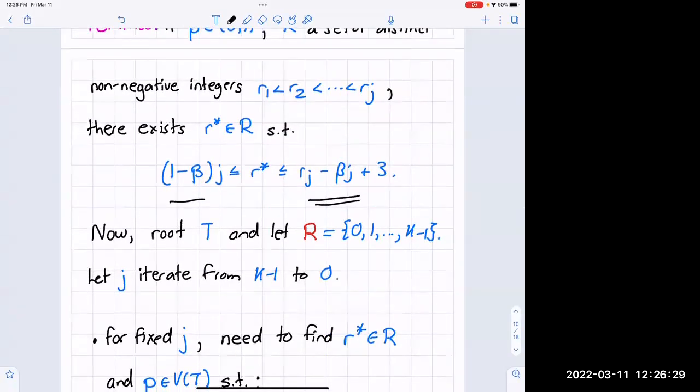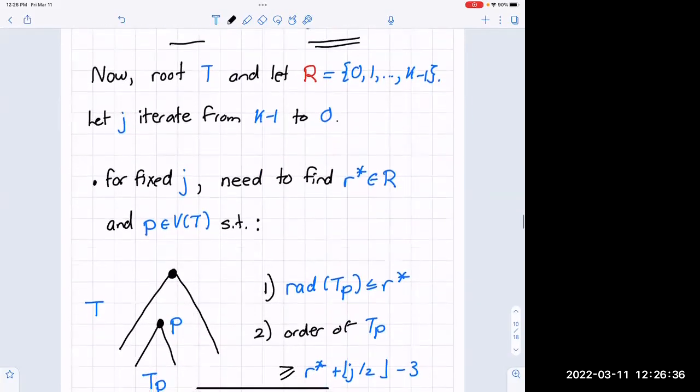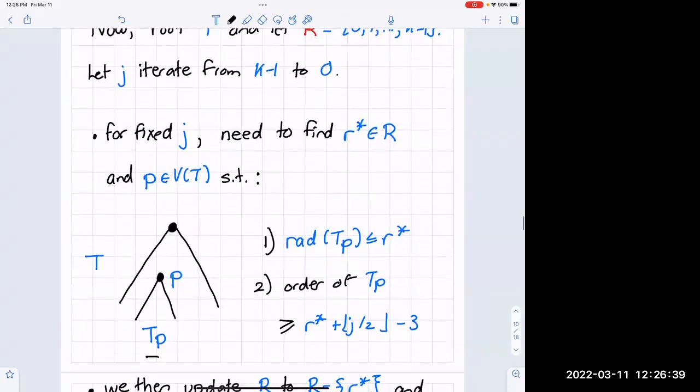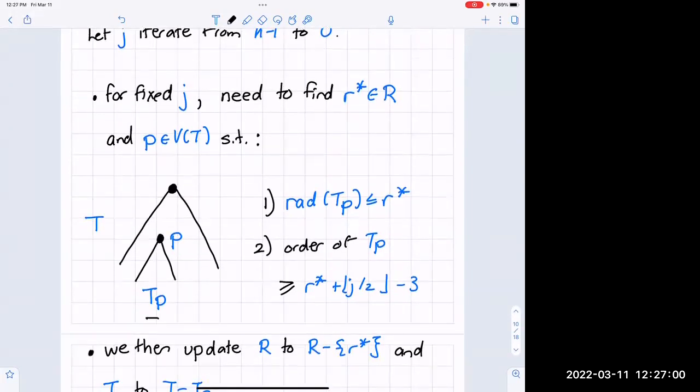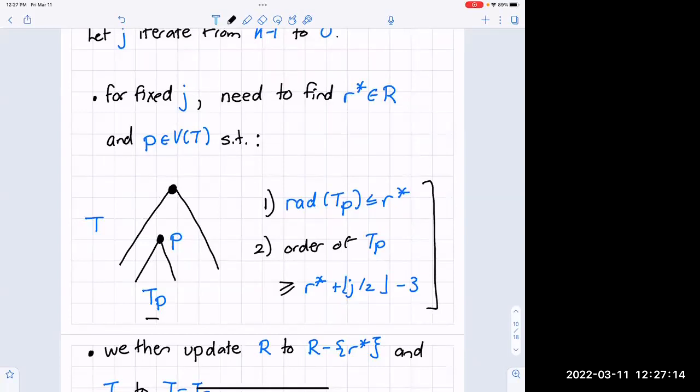So we root a tree, let R be 0 up to K minus 1, and we'll let J iterate from K minus 1 to 0. So what are we going to do? I need to find an R star in my list of radii and a vertex P with the following properties. This is going to be our new goal. The radius of this subtree shouldn't be too large. It should be at most R star. And the order of the subtree should be large enough. It should be at least R star plus the floor of J over 2 minus 3. So you're thinking of your tree, you're going to find a vertex P with these two properties. So 1 and 2, very important. We're going to come back to these. We have to do, unfortunately, a little bit of case analysis, but not too much, to establish this for all trees.